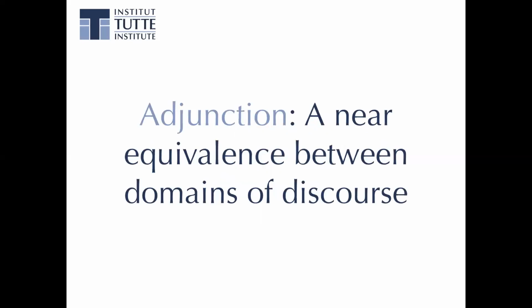An adjunction is essentially a near equivalence between two different domains of discourse. So it's an almost inverse pair of these functors. We can sort of translate from one language to another language. We're not perfectly preserving the meaning, but we're getting about as good as we can get. It's a good enough translation, essentially.